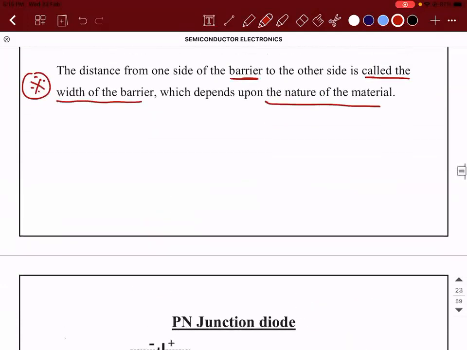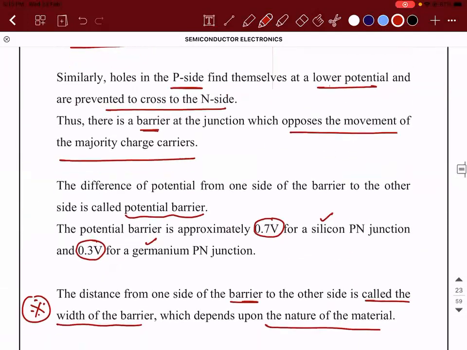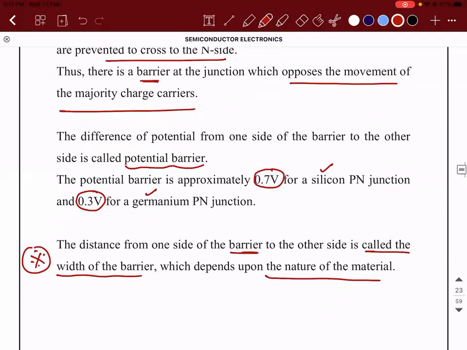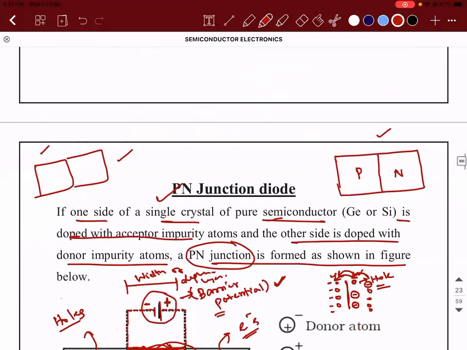Now, guys, am I clear with the basics? Any doubts you want? Yes, sir. This is very important knowledge, because once you understand this PN junction diode, it's the same story for all of the diodes that we are going to talk about.